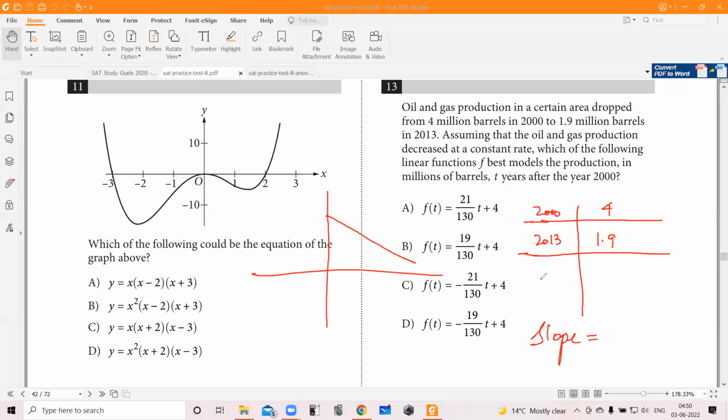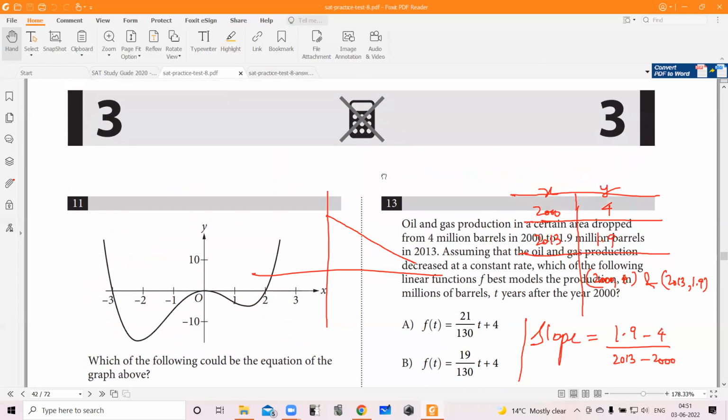So x would be time. Correct. So (2000, 4) and (2013, 1.9). So 1.9 minus 4 over 2013 minus 2000. Can I use the calculator? Is this the calculator portion? I don't know. No, it's not.